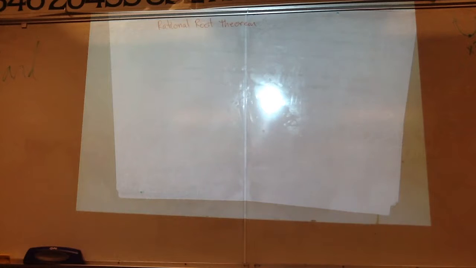Okay, so what the rational root theorem says is, given any polynomial, the factors of the constant term divided by the factors of the leading coefficient will give you a list of all the possible rational roots of that polynomial. In English? It's better if I just do an example.